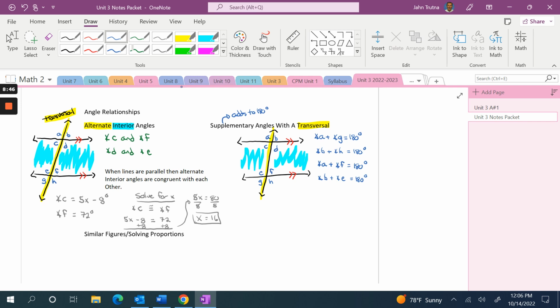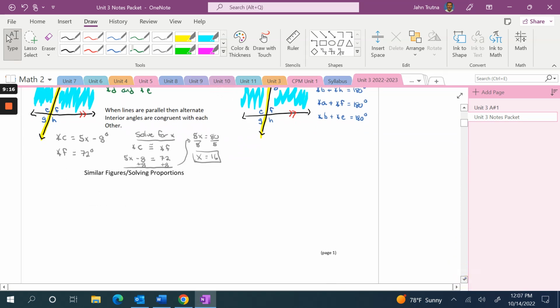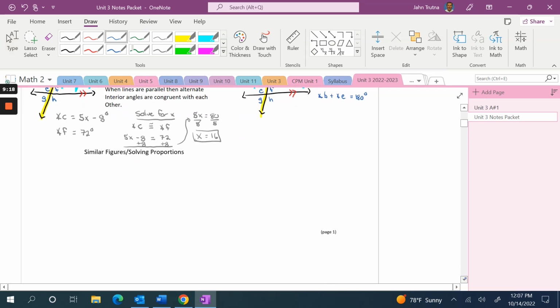But notice in the second two cases, angle A plus angle F and angle B plus angle E, you have one angle on the exterior, A, and another angle on the interior, F, but they are on different sides of the transversal. Same with B on the exterior, E on the interior. So that would be the idea of recognizing angles that add up to 180 degrees when you have a transversal. Okay, moving on to the last one, similar figures, solving proportions.